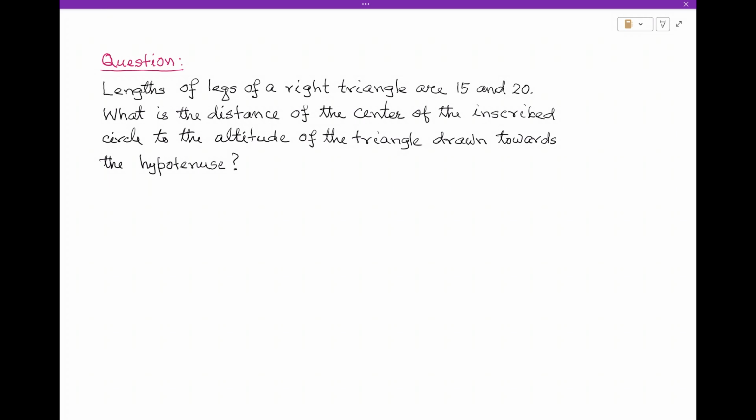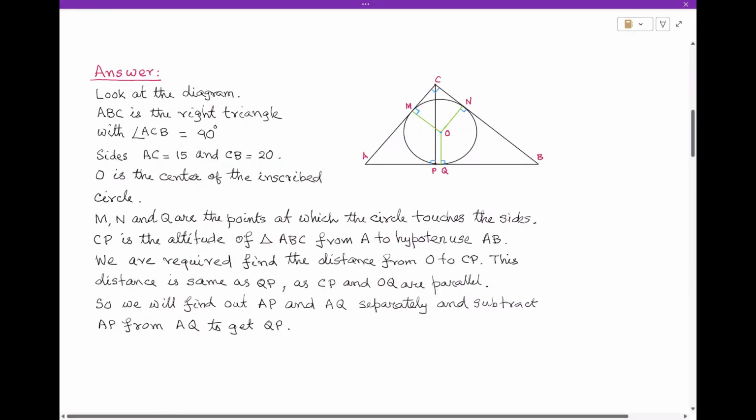The lengths of the legs of a right triangle are 15 and 20. What is the distance of the center of the inscribed circle to the altitude of the triangle drawn towards the hypotenuse? Look at the diagram.